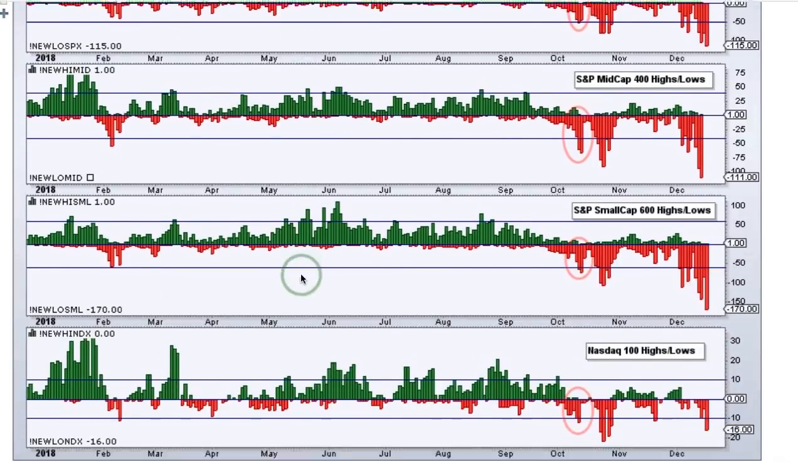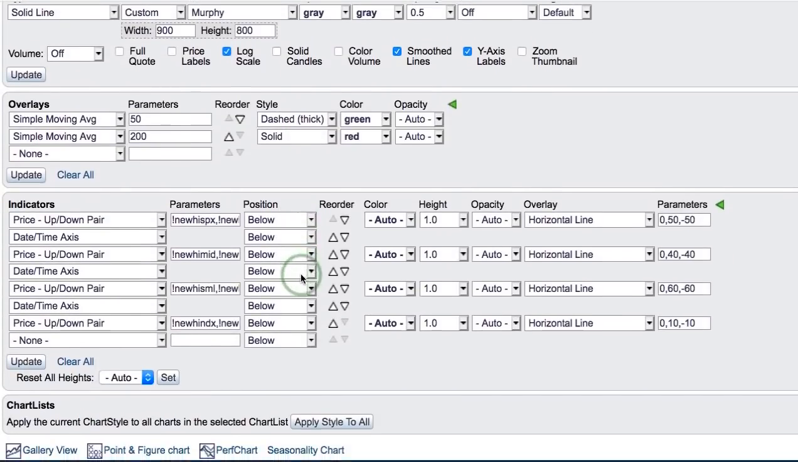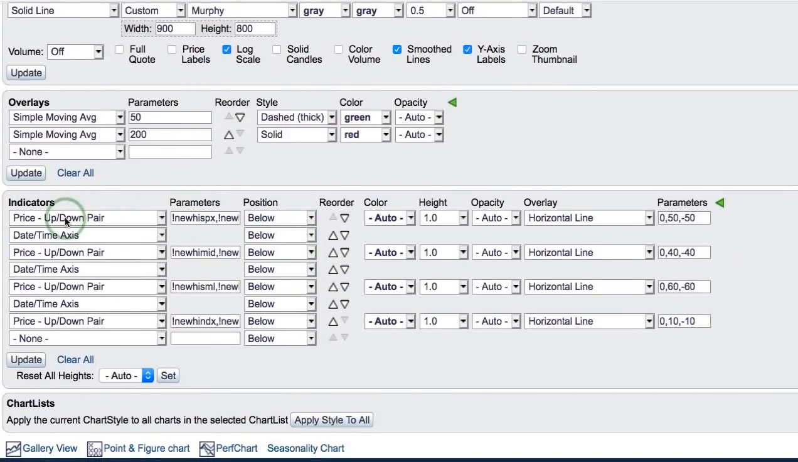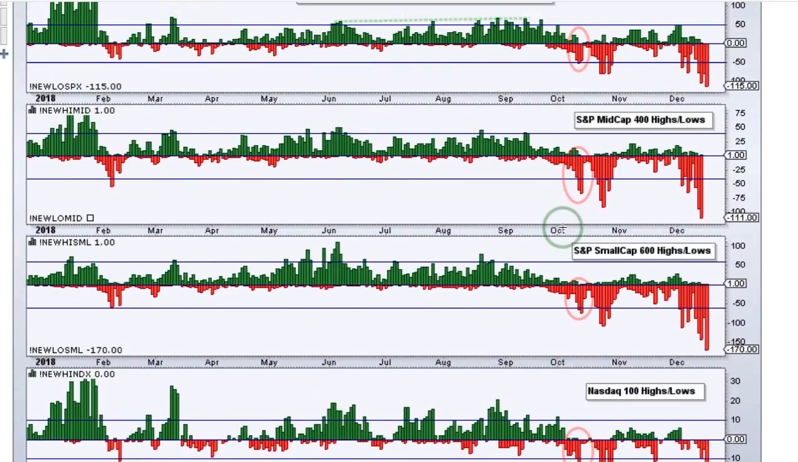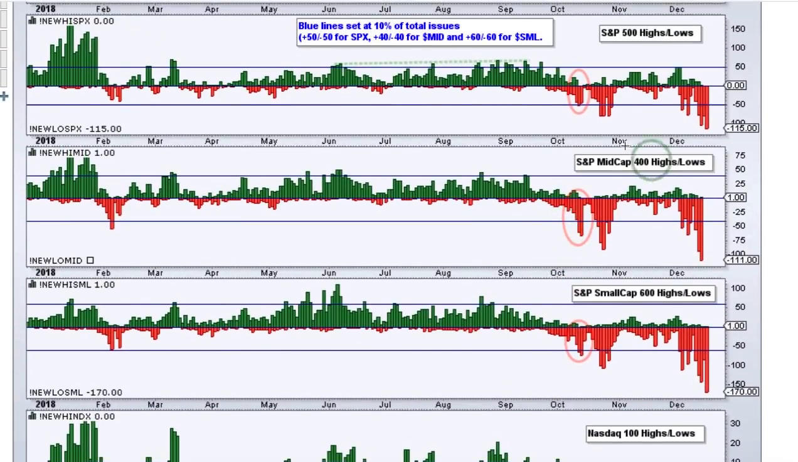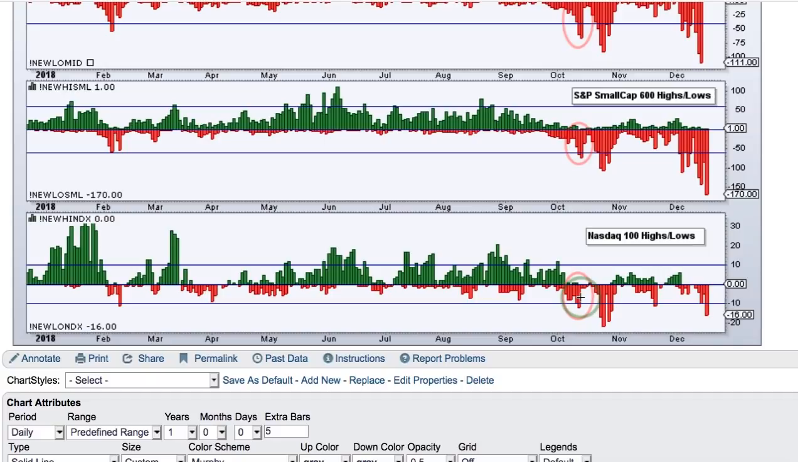And if you scroll down to the bottom, which I'm doing now, you can see how I charted that. I used price up-down pair as the indicator, and then for the parameters, I put those two symbols separated by a comma, and then I added some horizontal lines for good measure. And so I charted these for the S&P 500, S&P Mid-Cap 400, S&P Small-Cap 600, and NASDAQ 100.